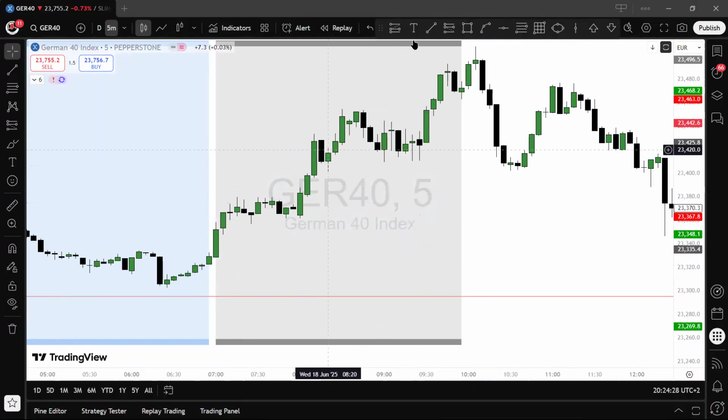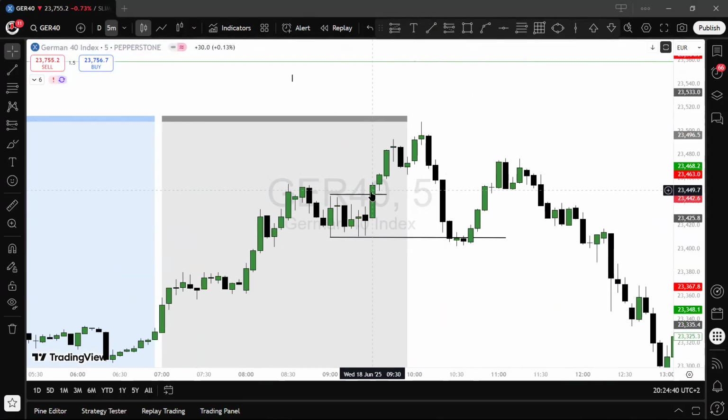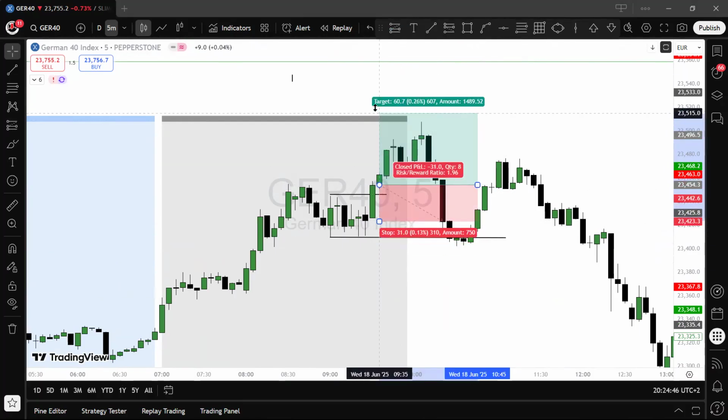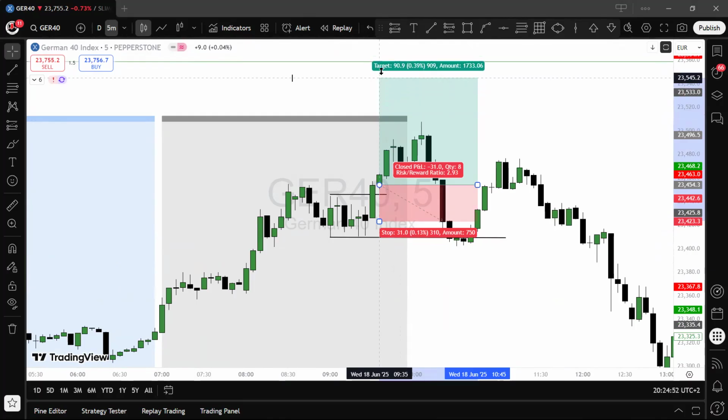Then the next day, okay, the high, the low, the candlestick which breaks, the next one turns bullish. 1:2, and also targeting the previous day's high. So the setup might also have been looking like this, but your 1:2 would have been here.